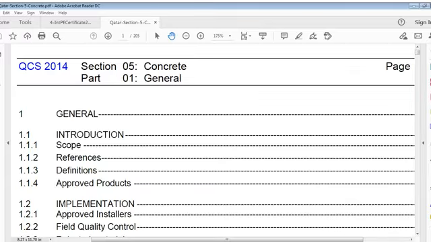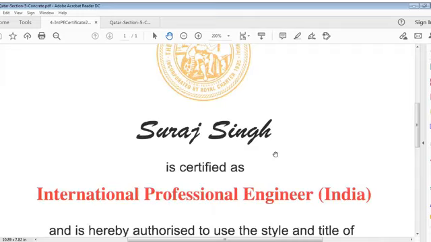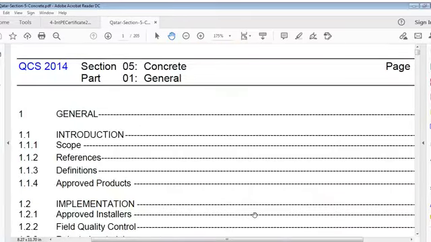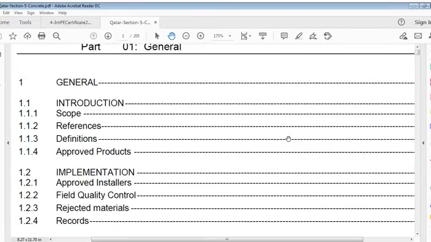In continuation to the last page of concrete specifications by me, this is my certification, and see yourself, no need for explanation. We talked of Section 5, concrete. We talked of the general part last time.